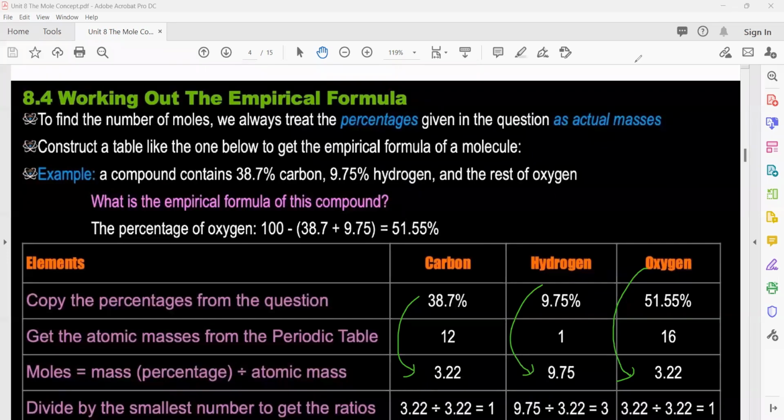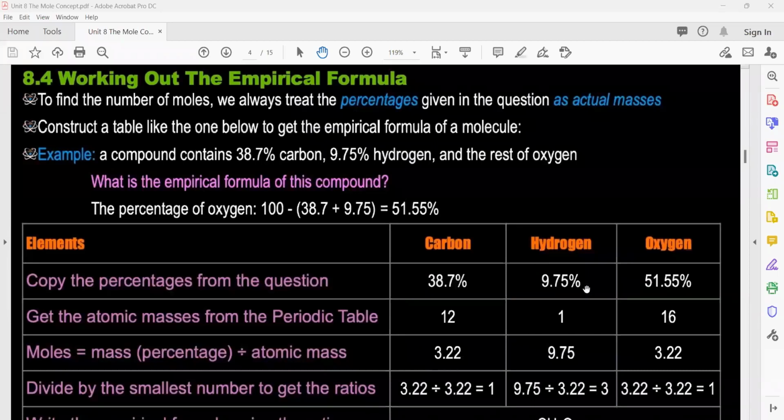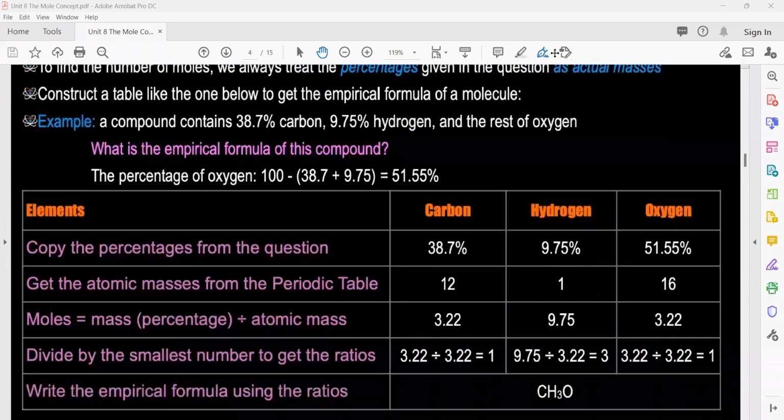Now what will you do next? You will find the smallest number in these moles. This is 3.22, 9.75, 3.22. So which is smaller in all three? 3.22, they are the same. Take any one. So divide with the smaller. So it means 3.22 divided by 3.22, 9.75 divided by 3.22, then 3.22 divided by 3.22. You will divide all these three with the smaller number.